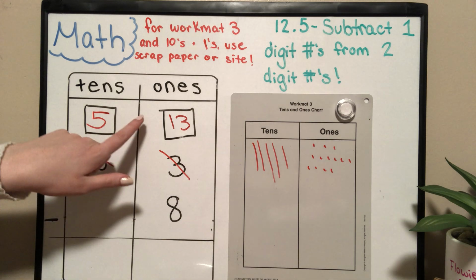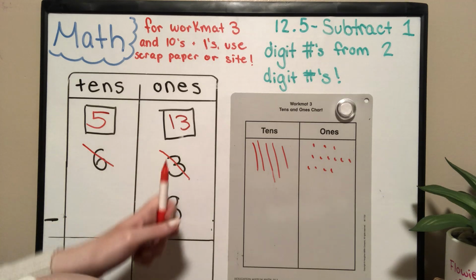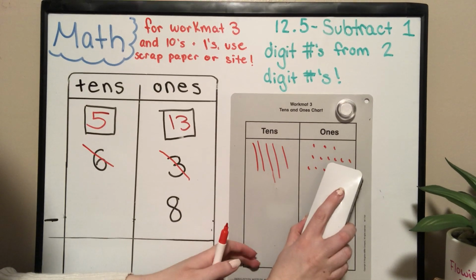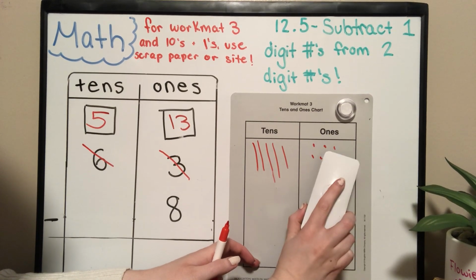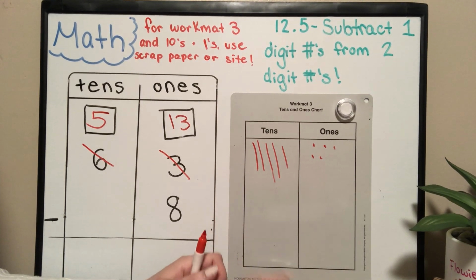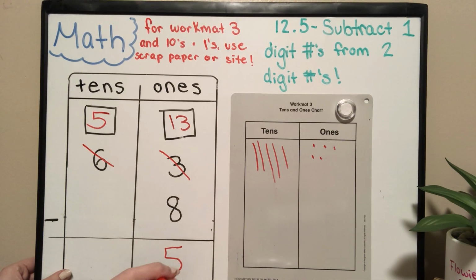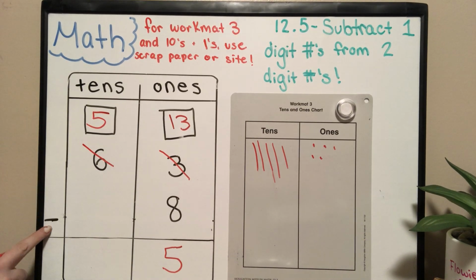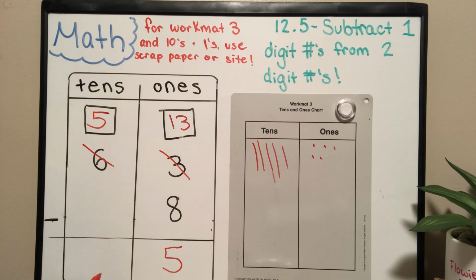All right, 13 minus 8. So I'm going to take away 8 here. I'm going to use my eraser. 1, 2, 3, 4, 5, 6, 7, 8. 13 minus 8 equals, wonderful, that's 5. And then over here, 5 minus nothing, 5 take away nothing equals 5. Awesome, so our answer for that one is 55.